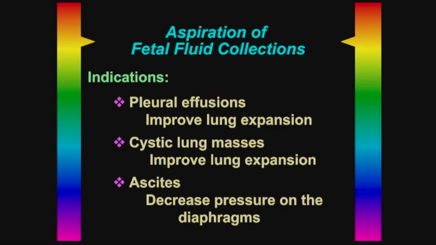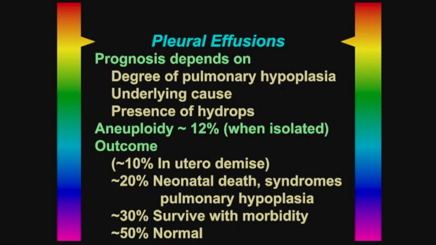There are some situations where we aspirate fluid collections from the fetus. We might do this if the fetus has pleural effusions to improve the lung expansion. We might do this if there are cystic lung masses, to decompress the mass so that the lungs can expand. And we might do this if there's a lot of ascites pressing up on the diaphragm that will then compress the lungs and prevent breathing at birth.